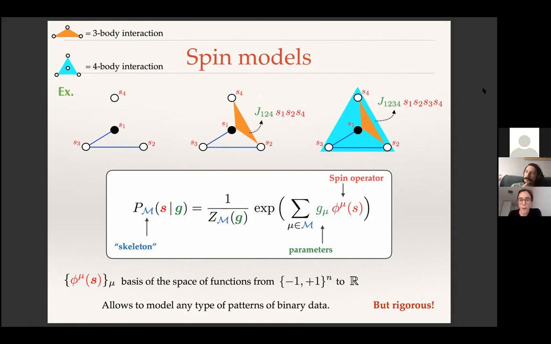Okay. We saw that it's difficult to interpret higher order interactions, but in fact this is more rigorous, because all the phi_mu, if you take all of them, there are 2^n minus 1 of them, form a basis of the space of functions from {-1,1}^n to R. So they span the entire space of functions for binary data. You can model any type of pattern of binary data with this type of function. So this is rigorous. But now, how do we select among those models? You see there are 2^n possible interactions, and with 2^n possible interactions, you can build 2^(2^n) possible models. So it's a super-exponential family of models, and it's a complicated thing to do a model selection procedure.